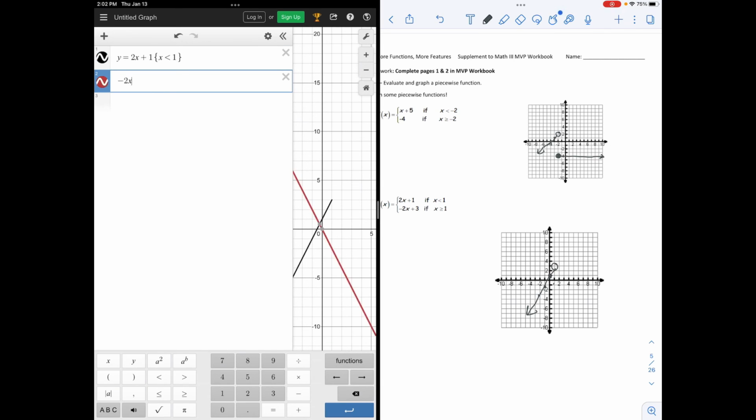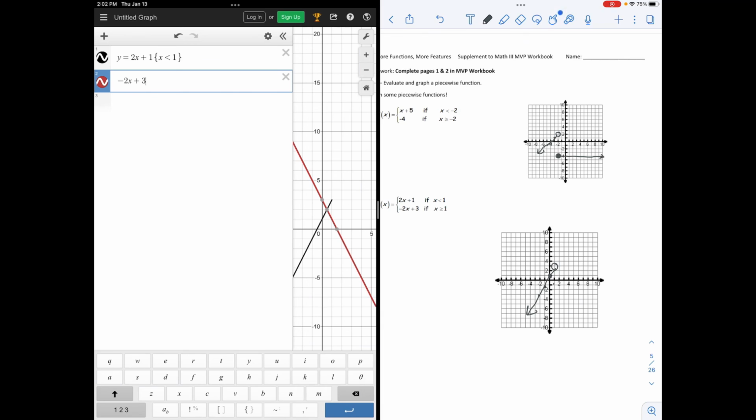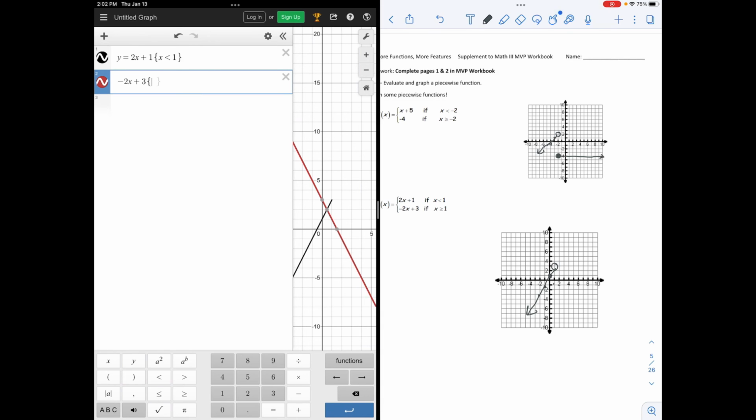So we do -2x plus 3, and it is starting when x is greater than 1. So I go to ABC, I get my braces, and then I do x is greater than or equal to 1. Okay? And so I notice that that one starts at (1, 1). That's where that starts, at (1, 1). So I'm going to start at (1, 1) on mine.